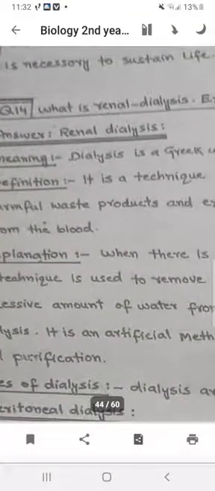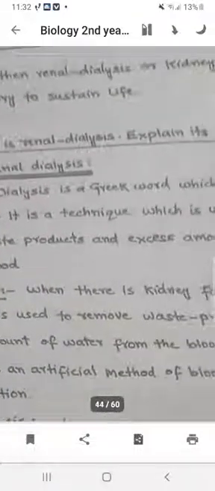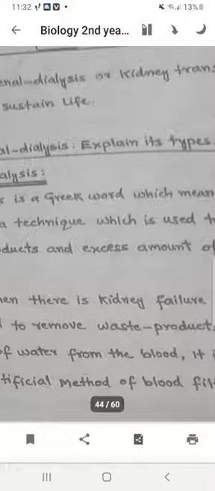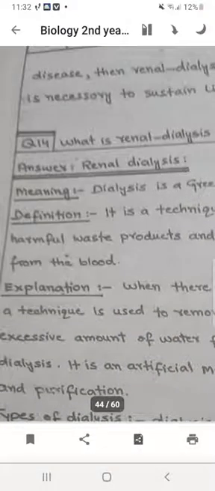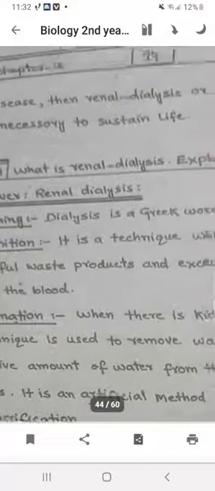Question number 14. What is renal dialysis? Explain its types. Answer. Renal dialysis. Dialysis is a Greek word which means separation.